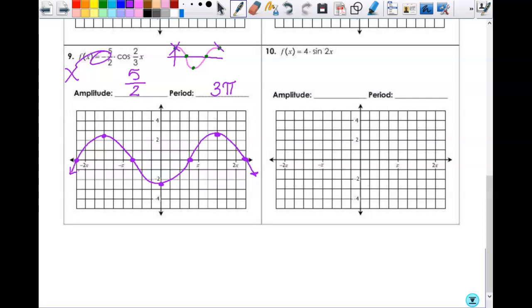What questions do you have? Anything? Does it make sense? Understand how to process through it? All right, so you do number 10. Once you show me that you have it correct, then I will give you your assignment.